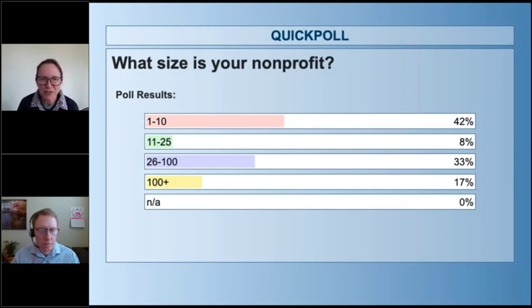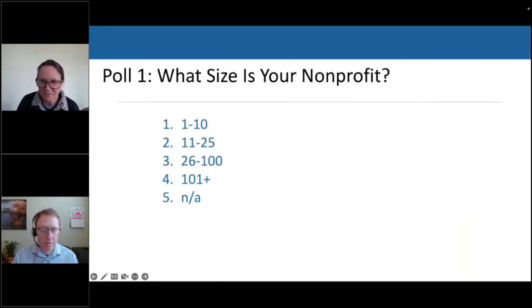About 42% were in the 1 to 10 size of staff, 8% in the 11 to 25, 33%, about a third, in that 26 to 100 tier. 17% are at organizations that are over 100 staff members, and we didn't have anyone that this didn't apply to. So that's very interesting. Thank you so much for answering that.